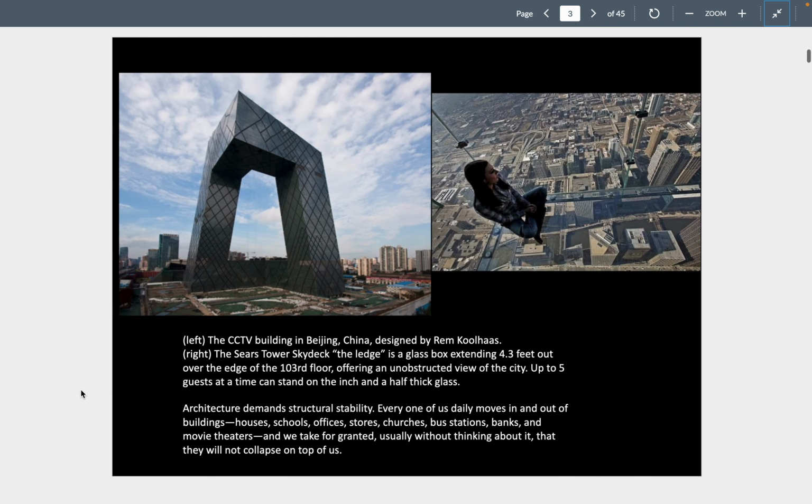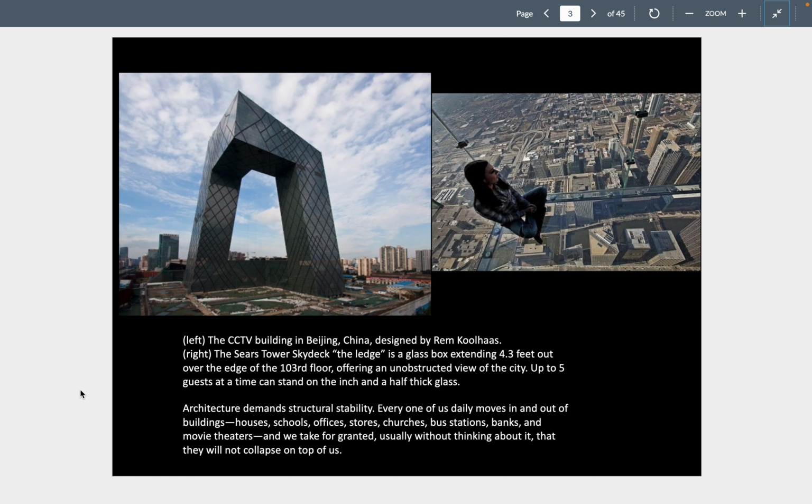So architecture demands structural stability. We move in and out of buildings, houses, schools, offices, stores, churches, bus stations, banks, movie theaters, and take it for granted that they're not going to collapse on us. So this stability is inscribed into the architect, the construction workers who build it, the manufacturers who fabricate the pieces, and also the governments that ensure that these buildings aren't going to collapse.